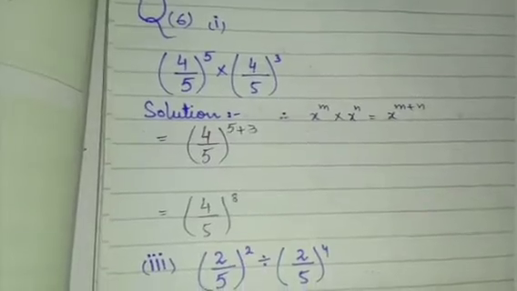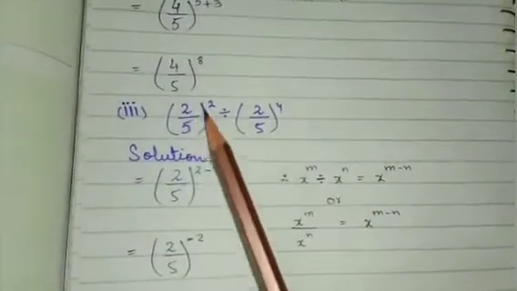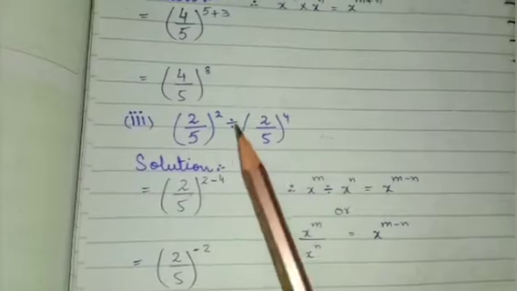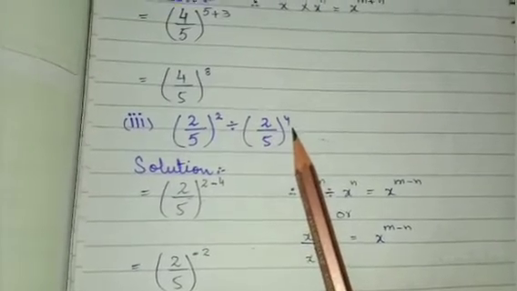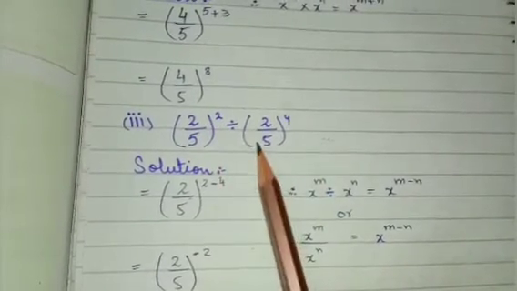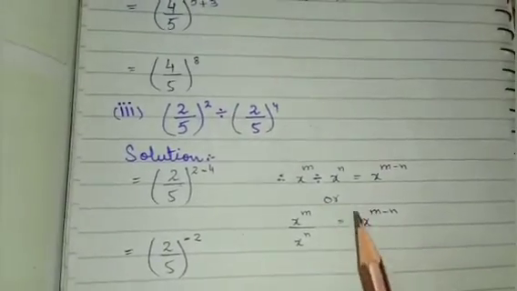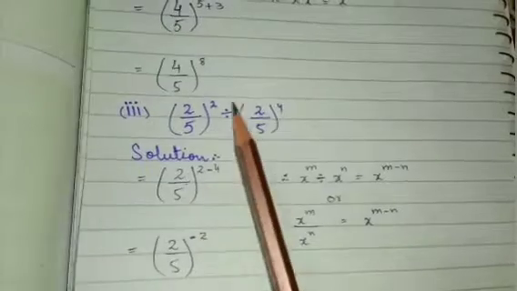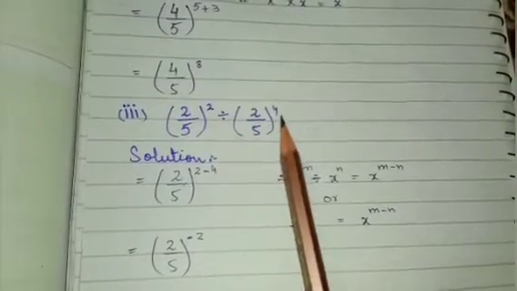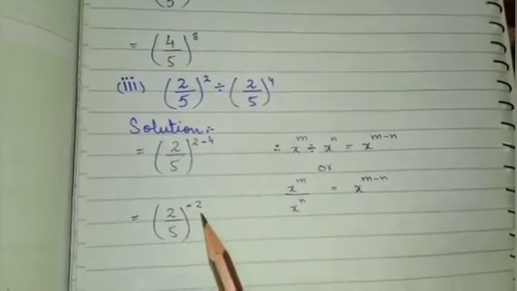Third part is 2 over 5 whole power square divided by 2 over 5 whole power 4. So if the bases are the same and the powers are different and there is a division sign between them, the powers will be subtracted. So 2 over 5 power 2 minus 4, that is equal to 2 over 5 whole power minus 2.